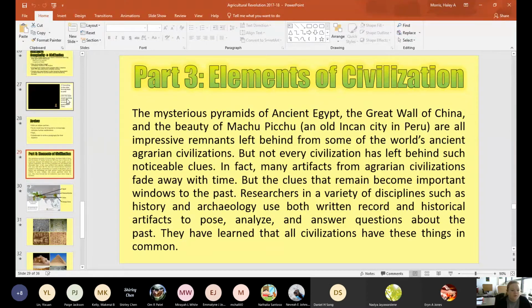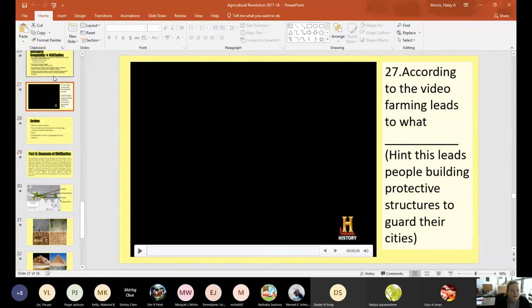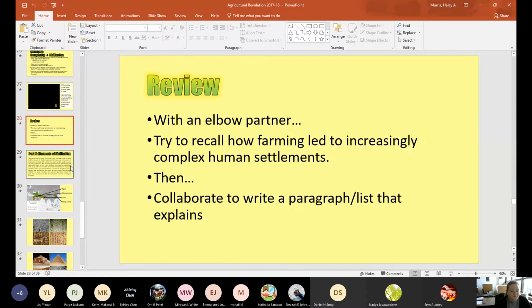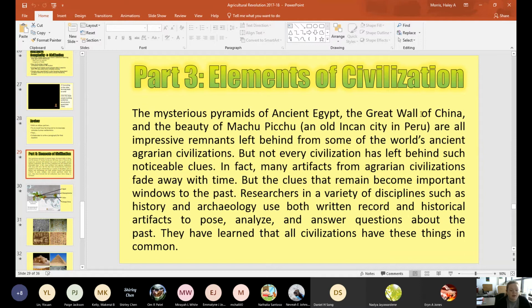So yesterday we talked about farming leading to civilization. Today we're talking about elements of civilization. After we finish agriculture, we're going to move on to ancient river valley civilizations: Egypt, the Indus River Valley, China. There are 5 of them, and those are all early civilizations that started to form. That's what we're talking about next. So this is kind of linking the two together, how agriculture affected civilization, how agriculture caused civilization, really.